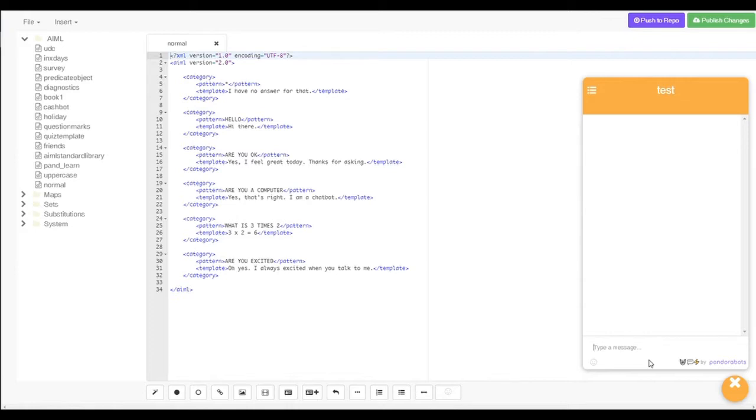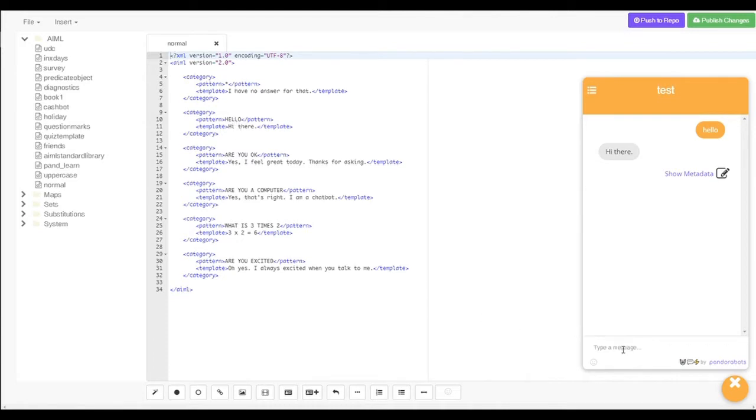Today I'm just going to show you debugging tools that you'll probably find useful if your categories aren't behaving quite as you would expect. Might as well dive straight in. Here are a few sample categories. If we say, hello, hi there, yep, it's picked it up from there.